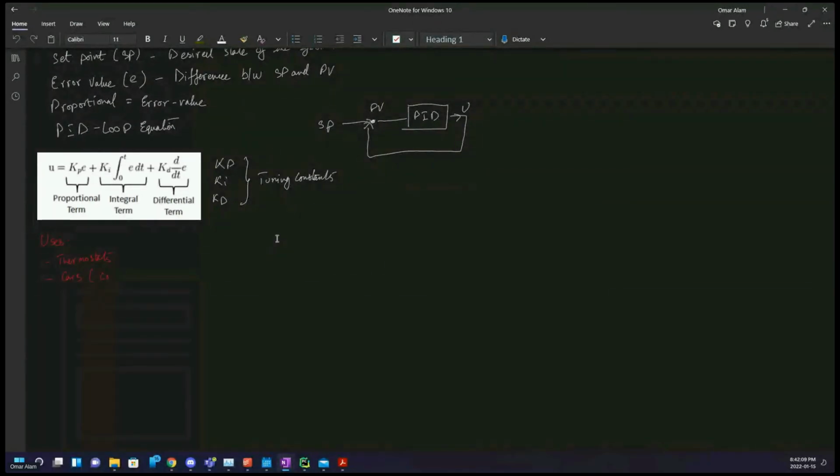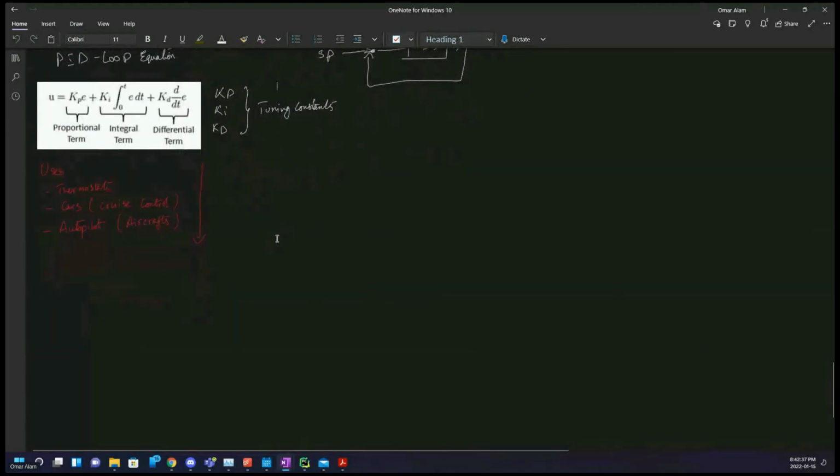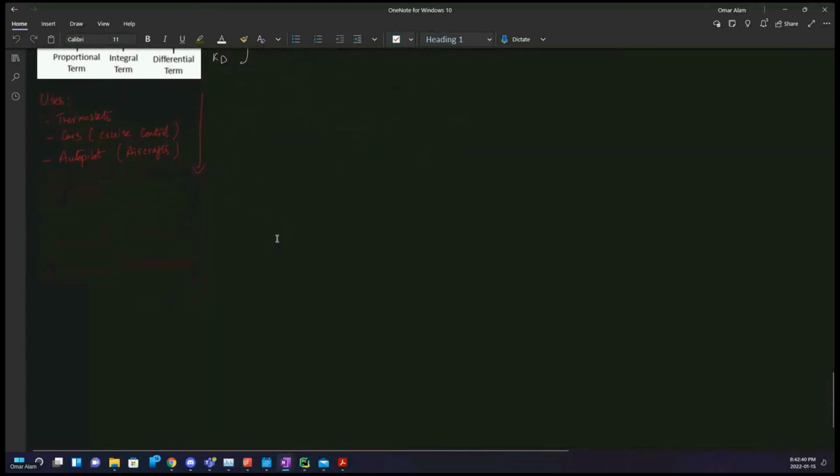Cruise control. Cruise control is a system that controls the speed of your car. And autopilot. This is not the Tesla autopilot. This is real autopilot that's used in aircrafts. Your airplane usually has an autopilot system, and they get progressively harder to implement as you go down the list. So obviously, we're going to talk about autopilot and aircrafts.